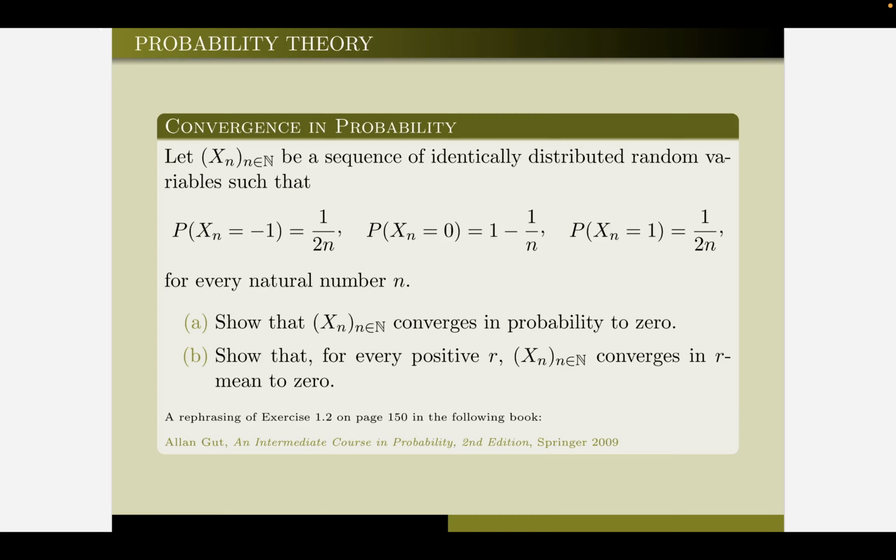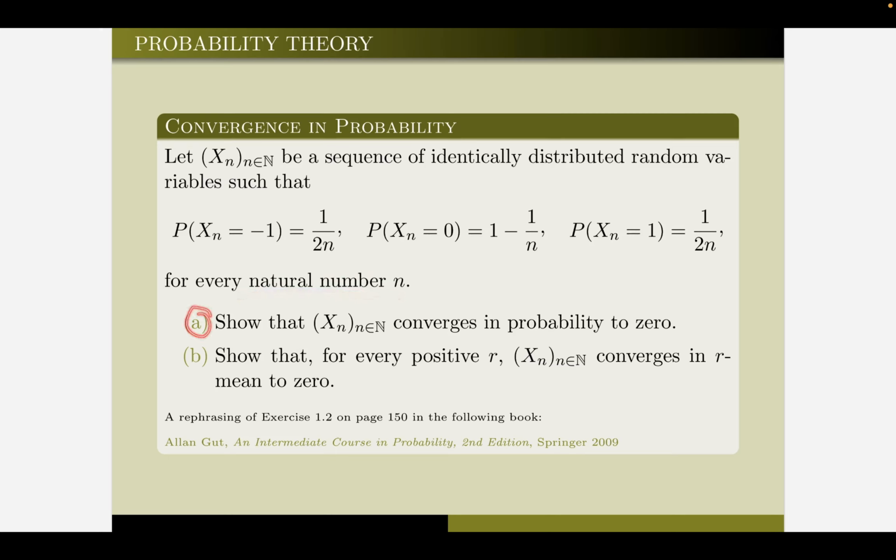Hello, in this video I'm going to solve the following problem for you. Probability theory, convergence in probability. Let x sub n be a sequence of identically distributed random variables such that the probability of x sub n equals minus 1 is equal to 1 over 2n. The probability of x sub n equals 0 is equal to 1 minus 1 over n. And finally, the probability of x sub n equals 1 is again 1 over 2n for every natural number n.